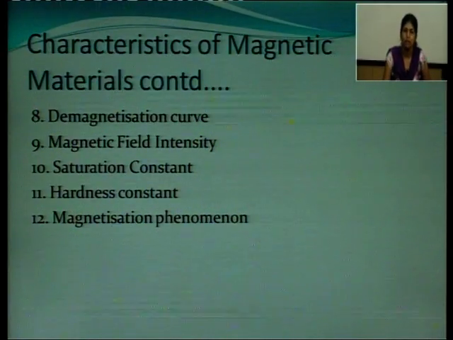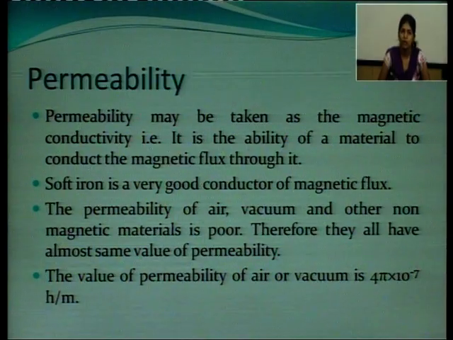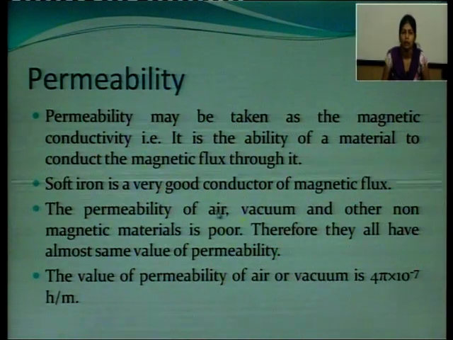So let us discuss all these characteristics one by one. The first is permeability. Now permeability may be taken as the magnetic conductivity. So it is the ability of a magnetic material to conduct the magnetic flux through it. It is known as permeability. Now it is similar to the conductivity in case of any electric material.